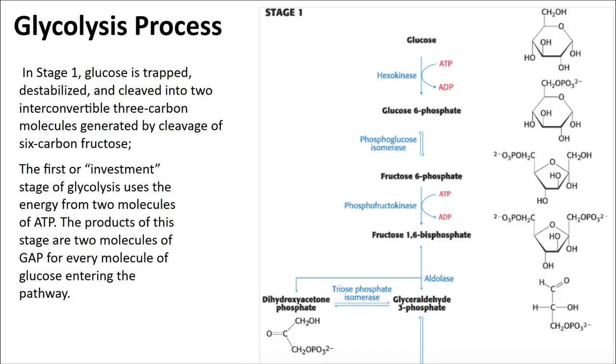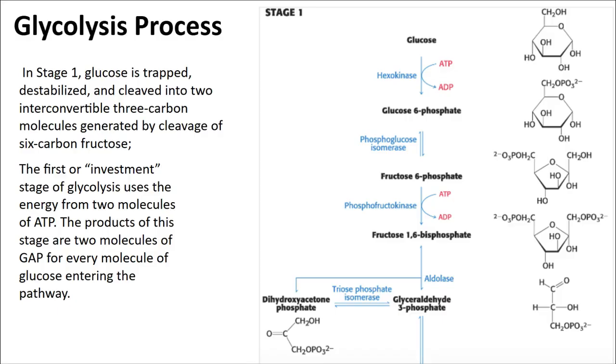The first, also known as the investment stage of glycolysis, uses the energy from two molecules of ATP. In that thought process, it's just like trying to create a business. Sometimes you require money in order to make money. And so this process of glycolysis requires ATP in order to generate more ATP.